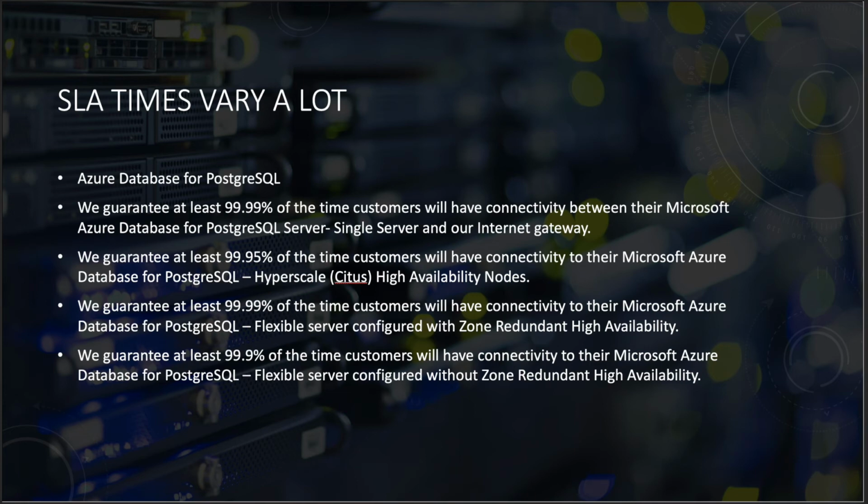So there's one: we guarantee at least 99.95% of the time customers will have connectivity to their Microsoft Azure database if you're using Hyperscale (Citus) high availability nodes. So there you go. We guarantee at least 99.99% of the time customers will have connectivity to their Microsoft Azure database, flexible server configured with zone redundant high availability, or flexible server configured without zone redundant high availability. So again, that's where you need to pull this out and take a look at it. Depending on your architecture, these are the things that will impact your SLAs.